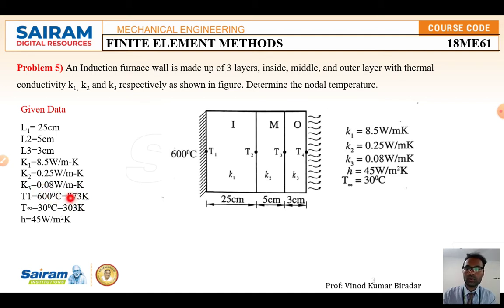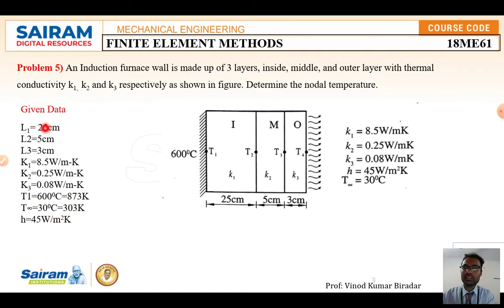If you add this, you are going to get 873. T ambient temperature is 30 degrees centigrade, again plus 273, so you are going to get 303 Kelvin. Okay, so heat convection, H stands for the heat convection. H is equal to 45 watt per meter square Kelvin. So these are the given data.